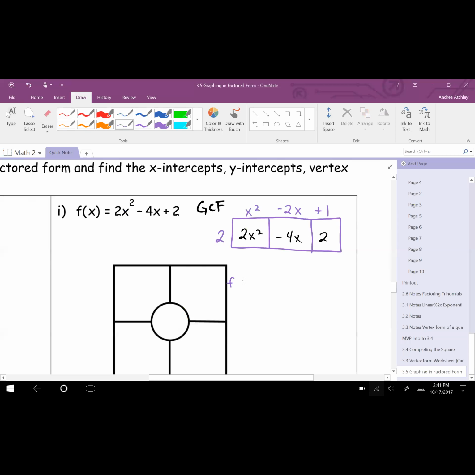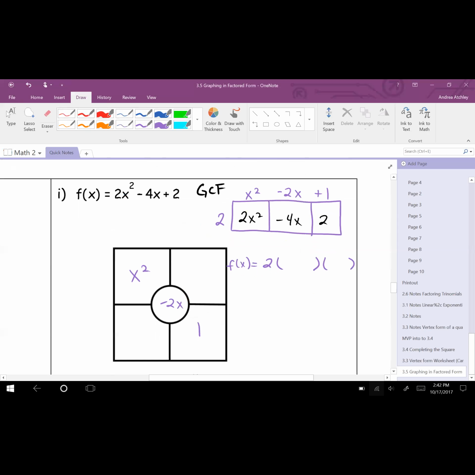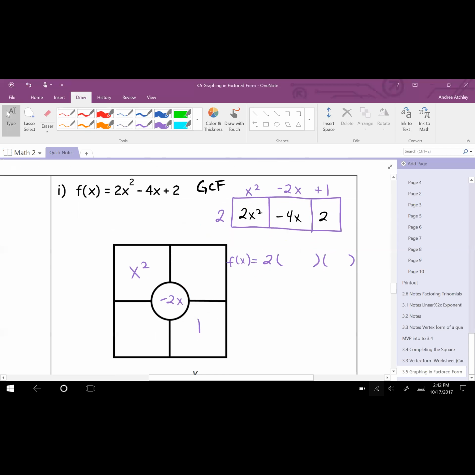So I'm going to have f of x equals, I know I have a 2 in front, and now I need to see what my other parentheses will be. So I'm going to factor it here. So I have x times x, and this is 1 and 1. And this is 1 times x is 1x. X times 1 is 1x. Okay, I'm still adding.